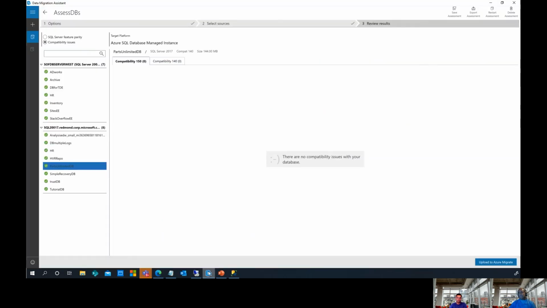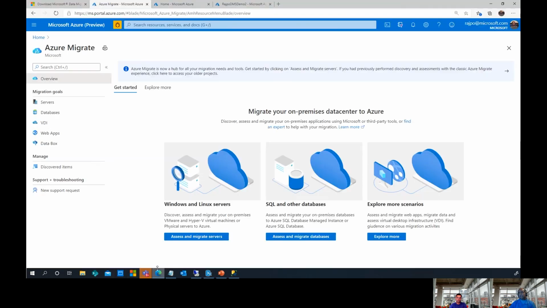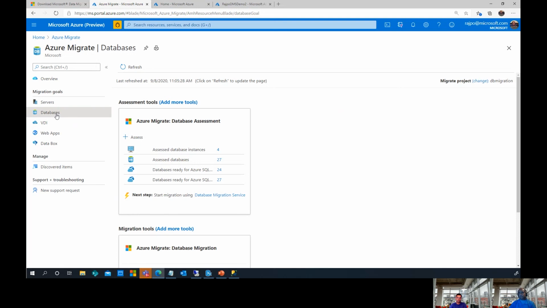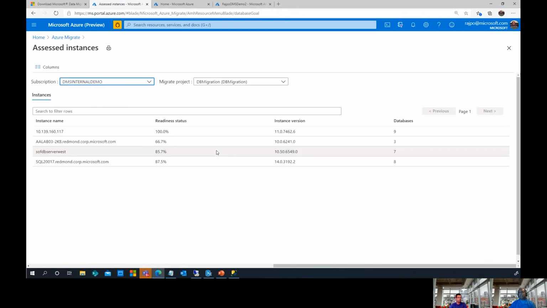And these are the assessments that I already uploaded to the Azure Migrate service, so that you can get a summary view of those databases ready to migrate to Azure. You will see the number of SQL instances assessed is 4, and how many databases are ready to go to Azure SQL versus how many are ready to go to a SQL VM. You can further double-click on those instances as well.